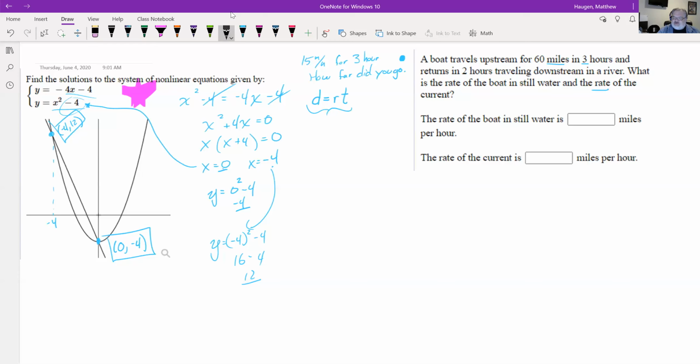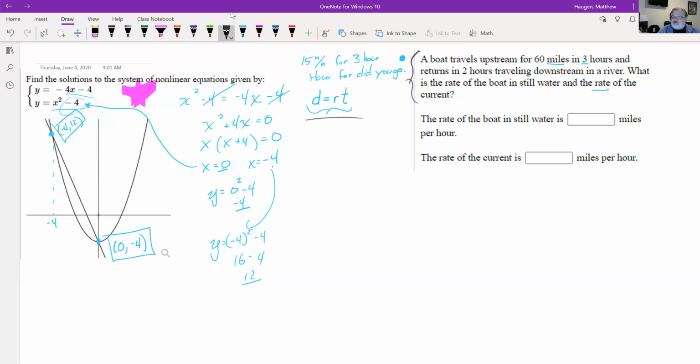So this relationship has to be brought into this question, and any of the questions that talk about rates and times and distances, we want to make sure we consider this relationship.